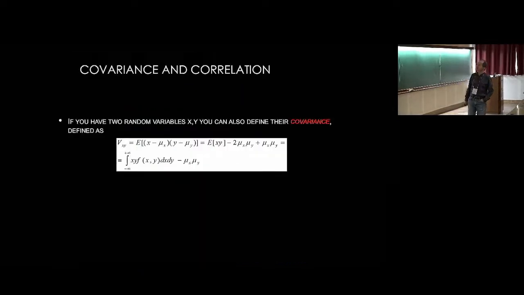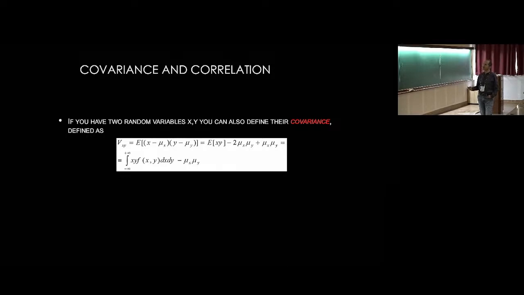And then we get to define the covariance and the correlation. So if you have two random variables instead of one, x and y, you can define their covariance, which is defined with an expectation value. The expectation value of x minus the mean of x times y minus the mean of y. And you can expand this expectation value. You know, we are implicitly integrating over the PDF, etc.